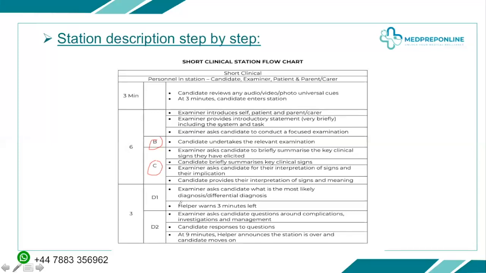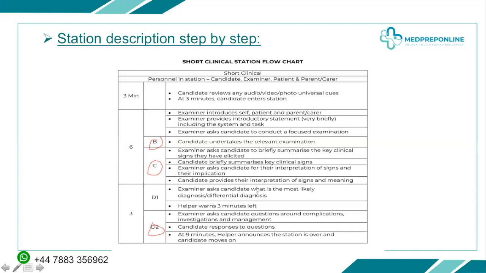So here is the 3 minute warning bell. You can see how many things you are doing in these 6 minutes and how fast you should be in the examination. Because to reach here, you should tell the diagnosis and differential within these 6 minutes. If you do not, then the 3 minute warning bell will happen. In the last 3 minutes, they are asking only about D2: any complications, investigations, and management.